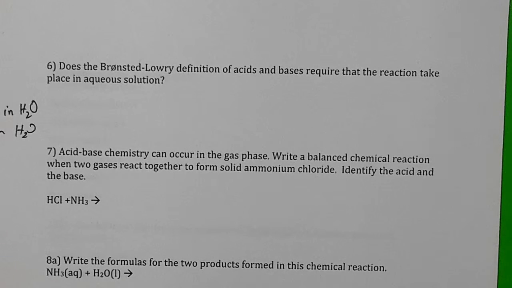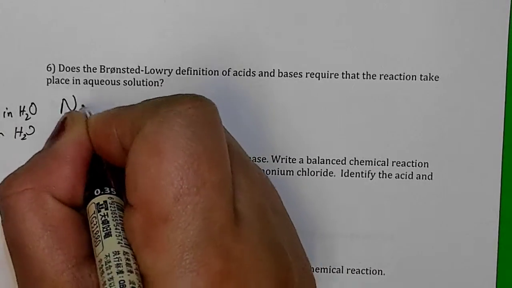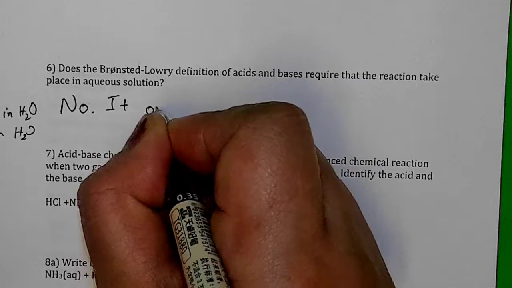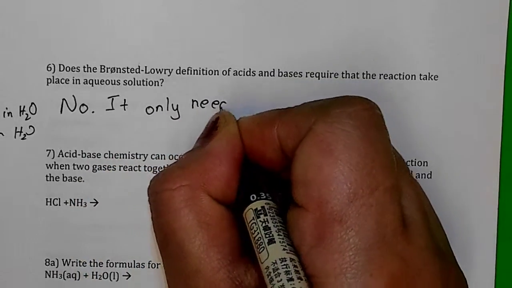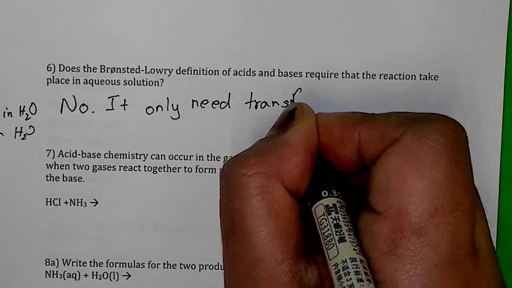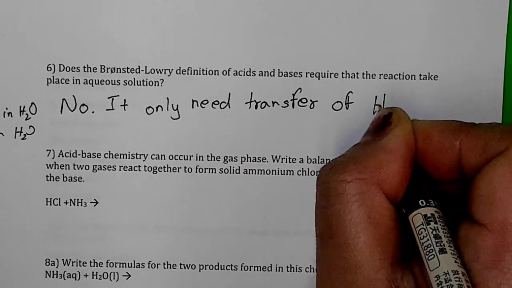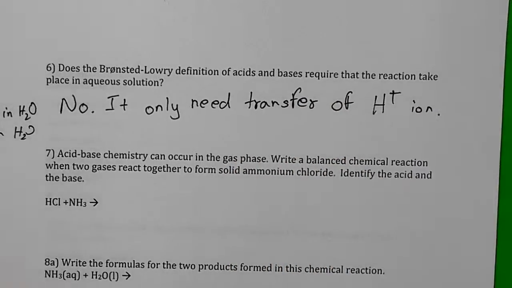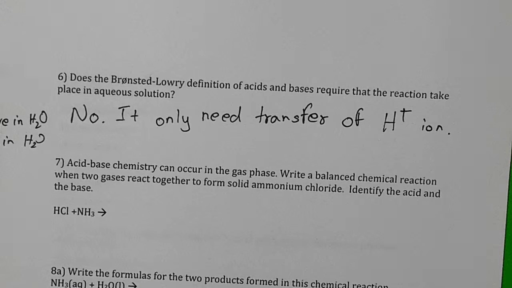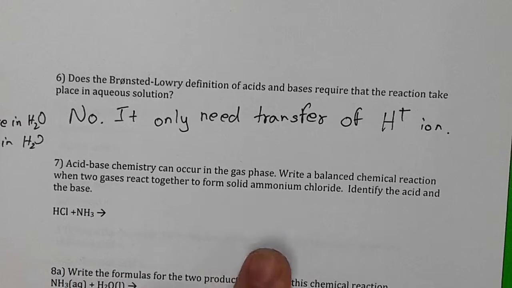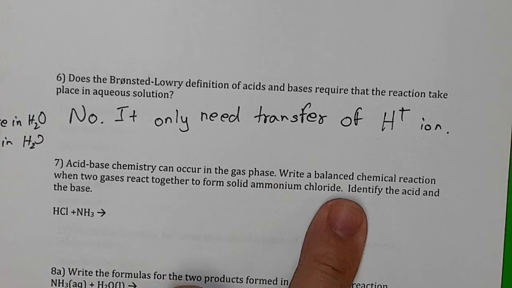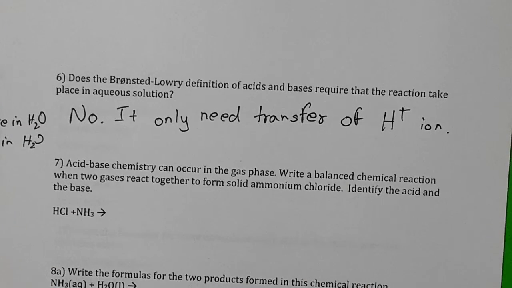Does it require the reaction to take place in aqueous solution? The answer is no. It only needs the transfer of an H plus ion. As long as H plus is moved from one to another, you have an acid and a base. Number 7. Acid-base chemistry can occur in the gas phase. In this case, two gases react together to form a solid, ammonium chloride. Identify the acid and base in this equation.